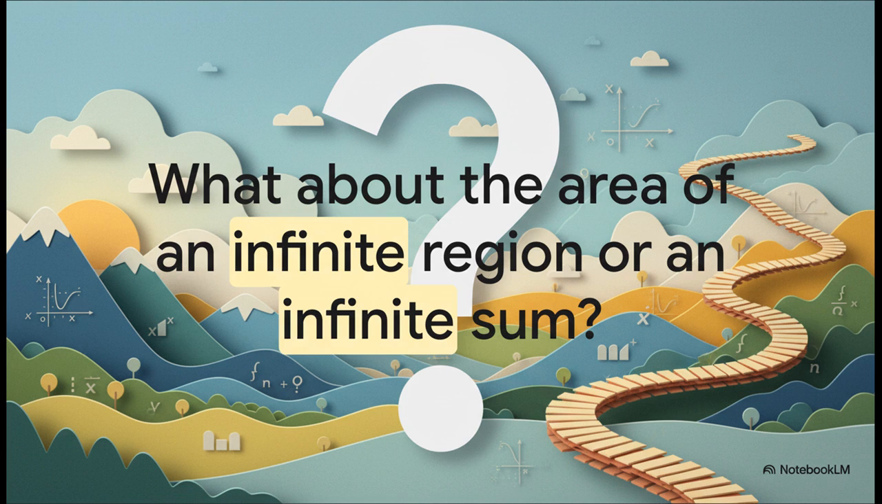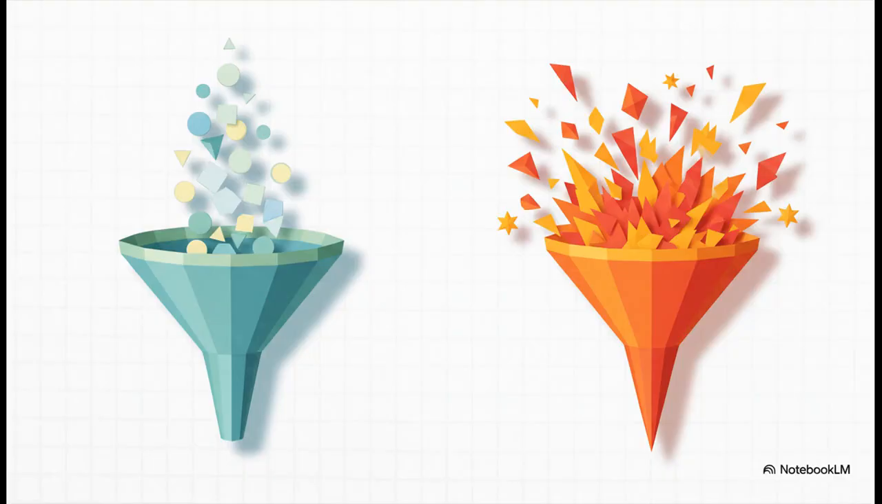What if the area you're trying to measure just stretches on forever? Or what if you try to add up an infinite list of numbers? Can you even get a real answer from that? The whole game changes here. The question stops being, what's the number, and instead becomes, is there even a finite number at all? If an infinite process actually settles down to a specific final number, we say it converges. If it just blows up to infinity or maybe bounces around forever without settling, we say it diverges.